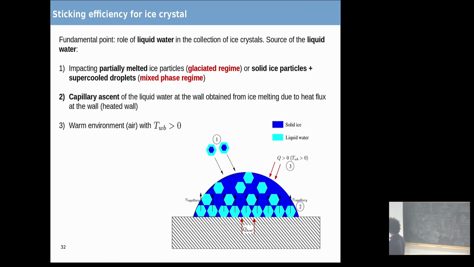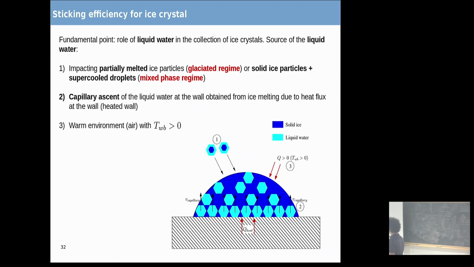The first one: we may have a partially melted ice particle, shown here. We have an ice core with liquid around it. It is the glaciated regime, when in a hot environment we have both liquid and solid. Or you may have the mixed phase regime, where you have both solid ice and liquid droplets mixed together. This is the first way for the ice particles to get liquid water.